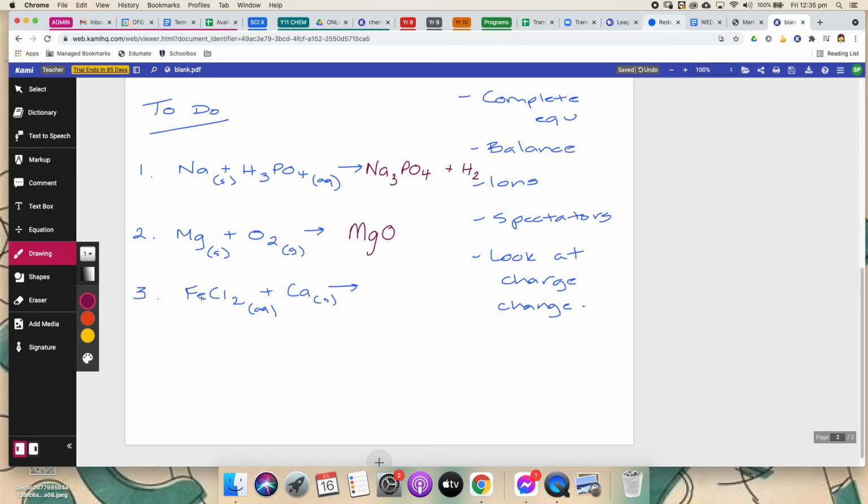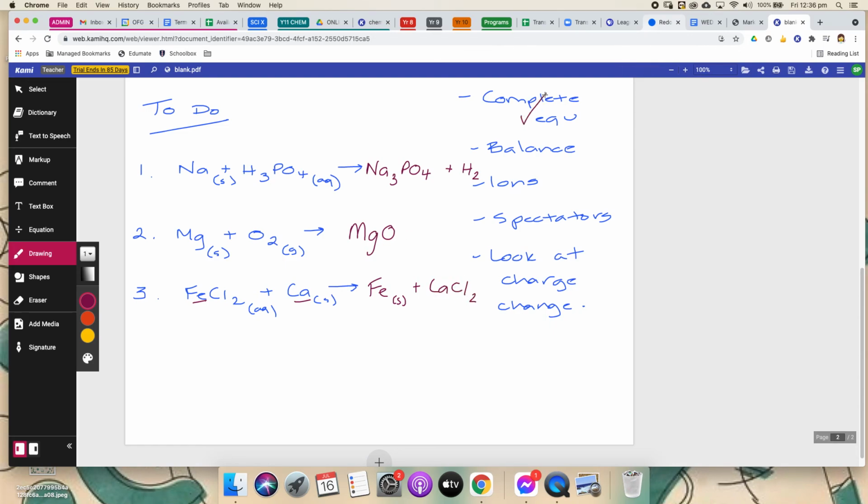Then I've got calcium and iron chloride. So 2 metals. It's not following your usual acid plus metal, acid plus base. Okay? When you've got 2 metals in solution, hopefully you're recognizing that that's a displacement reaction. Calcium is more reactive than iron, so we're going to get the iron coming out as a solid, and we're going to get left with calcium chloride.